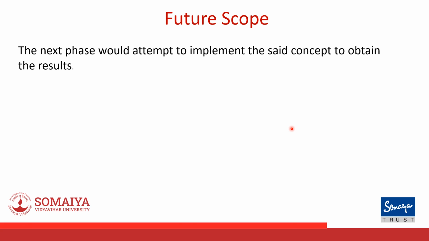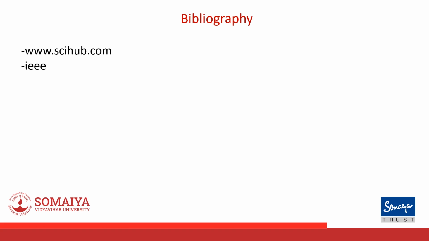Now let's look at the future scope. The next phase would attempt to implement the set concept to obtain the result. So this was basically an idea of how a hybrid database can be implemented, and the next stage would be to actually implement it. The reference was taken from SkyHub and the IEEE website.